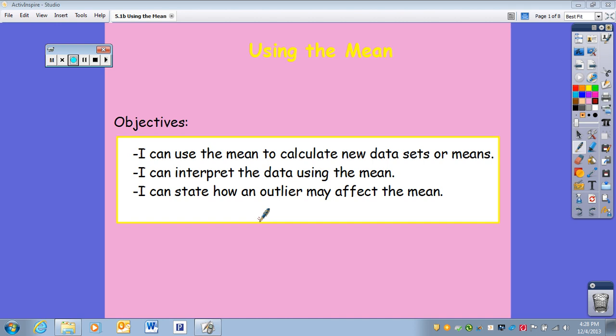In this lesson, we are going to be using the mean to calculate new data sets, or means. We can interpret the data using the mean, and we can state how an outlier may affect the mean.